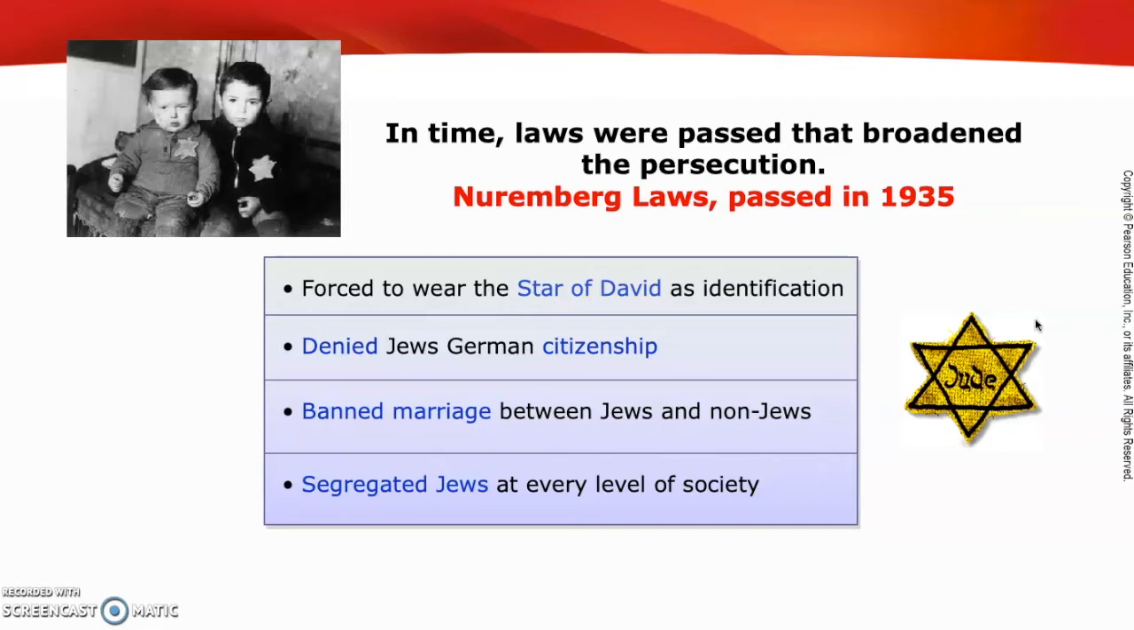Then they're not going to allow marriage between a Jew and a non-Jewish person. So if someone in Germany was Lutheran and they fell in love with someone who was Jewish, that was not allowed. And then they segregated Jews. So think about if you've learned about segregation in the United States between Black and white people, the same thing's going to happen in Germany, that segregation, but it's going to be Jews and non-Jews.